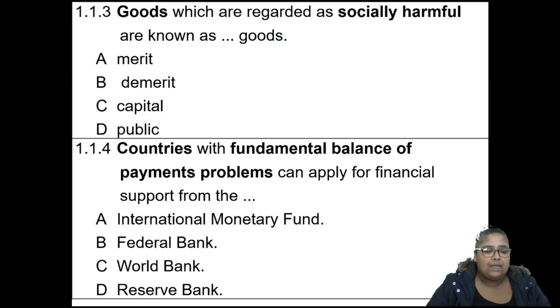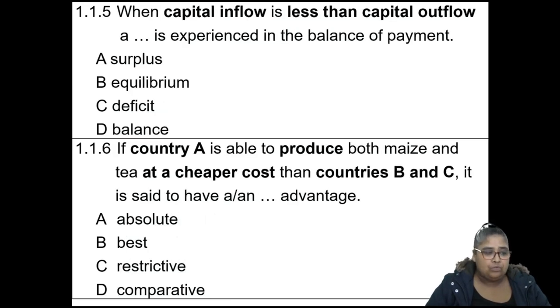The country would make a loan or borrow funds from the International Monetary Fund, the IMF, which is option A. I'm going to move past the questions and go to the section with just the answers so that you can just tick off and mark. Remember, 2 marks are allocated for a correct answer.